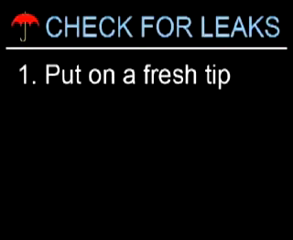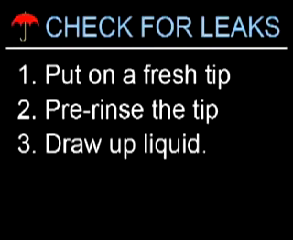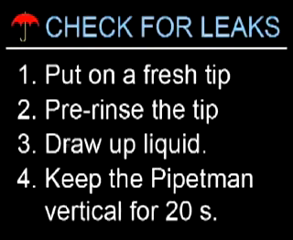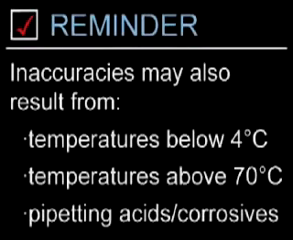Occasionally, the pipetman will begin to leak due to improperly fitted tips or worn O-rings. To check for leaks, put a fresh tip on the pipetman, pre-rinse the tip, and draw up liquid. Keep the pipetman vertical and wait about 20 seconds. If you see a droplet, then the pipetman is leaking.